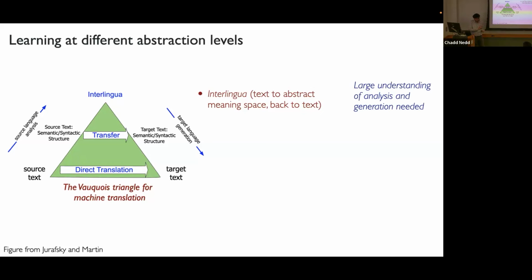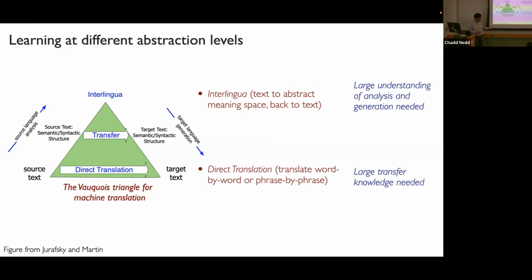But you can actually also think about machine translation in a more direct way. So there's direct translation, where you translate word by word or phrase by phrase. You take source text and do the translation. Over here, you don't need too much analysis of what meaning was represented, but you need a large amount of transfer knowledge. You need a lot of paired data in terms of what in one language means what. And of course, you can do translation somewhere in between.